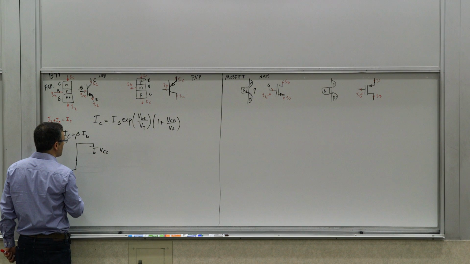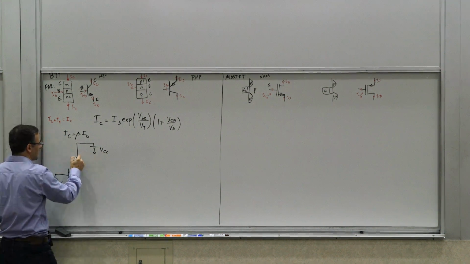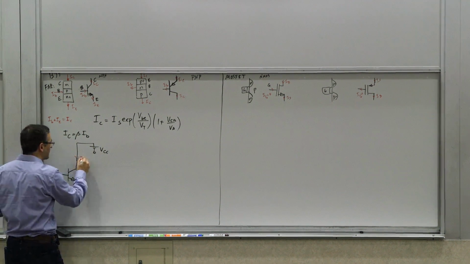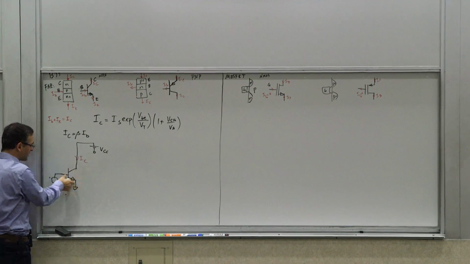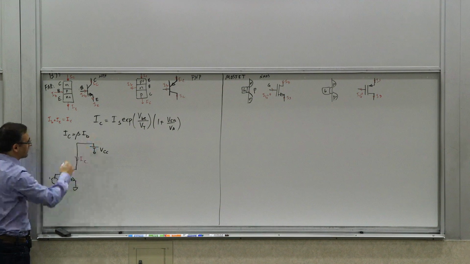So let's say you apply some collector voltage. You just bias some voltage to the collector. There's no resistance here for now. And as a result, there's going to be some current, IC. Because if this voltage is sufficiently large, this junction will be reverse biased, and this junction is forward biased. So you have this exponential dependence.